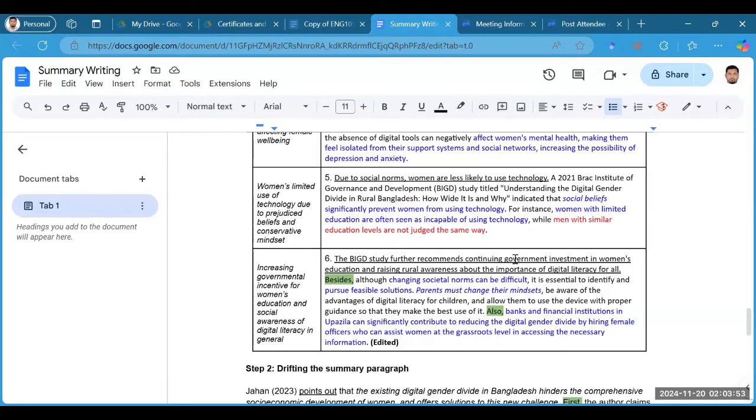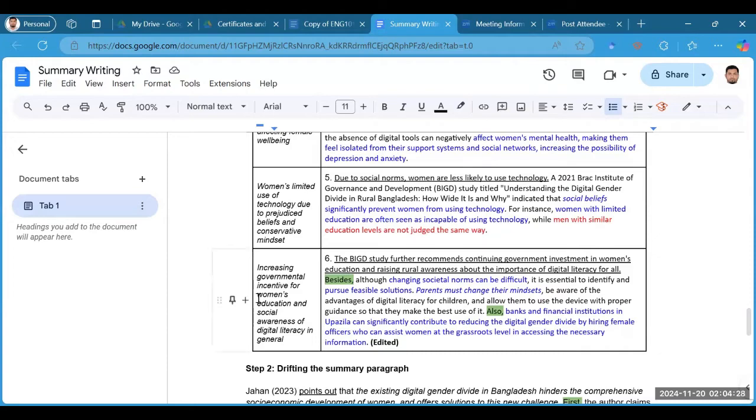They publish and conduct research on different policy issues. So the BIGD study further recommends continuing government investment. That means BIGD is emphasizing further government investment in women's education and raising rural awareness of the importance of digital literacy for everyone, including men and women. So that's the solution, I mean, how we can improve the situation, the problem of the gender-based digital divide. So I guess this is the main idea.